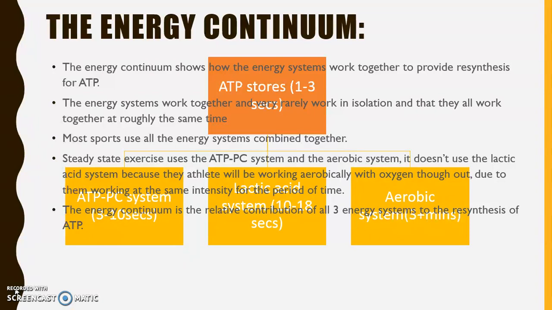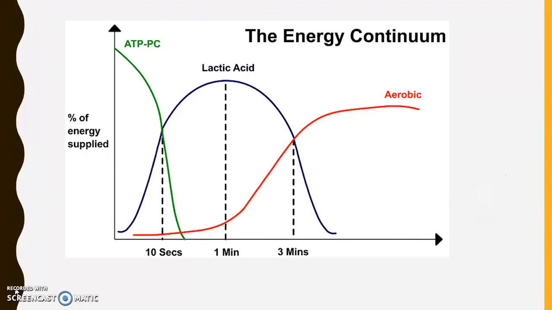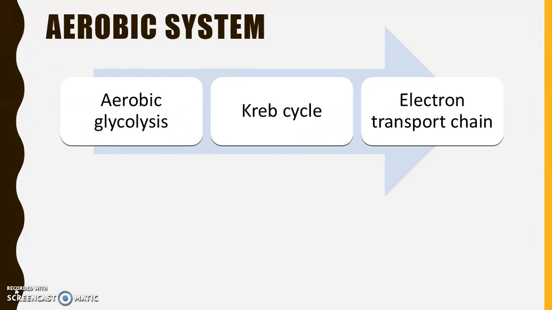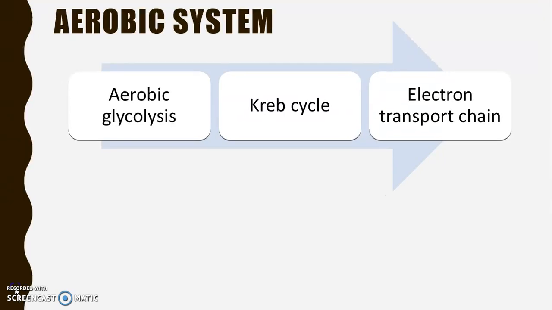However, the energy continuum relates to all three energy systems for resynthesis. So this graph shows the amount of energy we get from each energy system and how long it lasts. The aerobic system is made up of 3 stages. Stage 1, aerobic glycolysis, stage 2, the Krebs cycle, and stage 3, the electron transport chain. The aerobic system works by using all these 3 stages to help with the resynthesis of ATP.